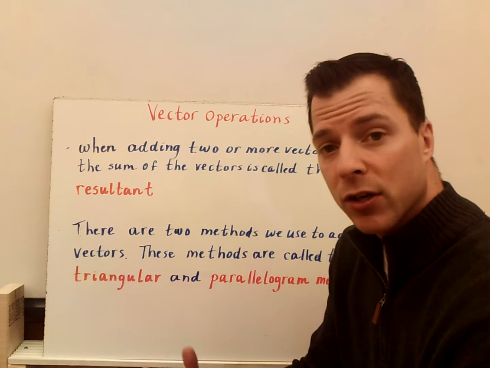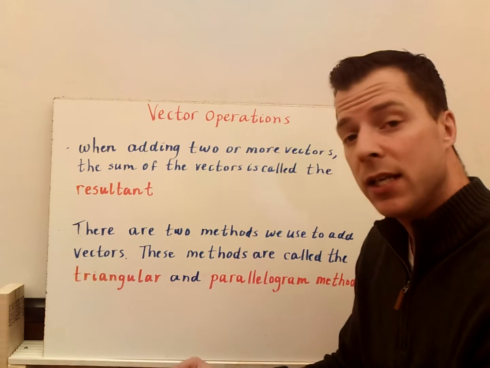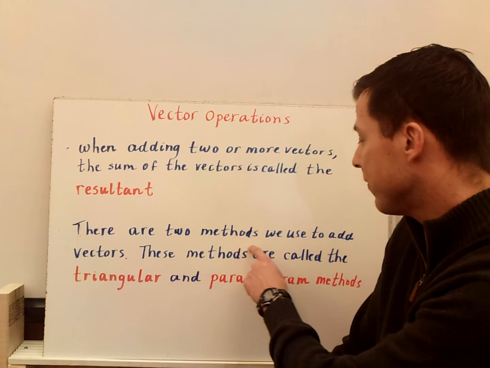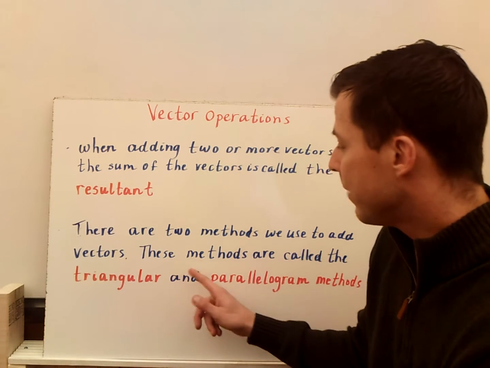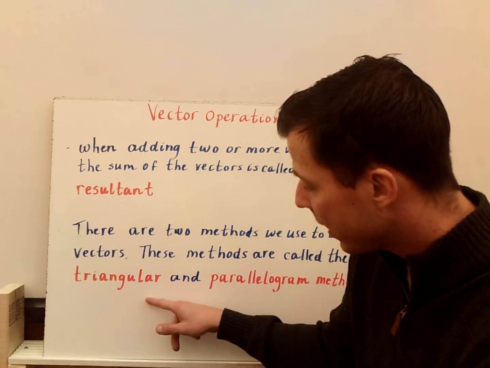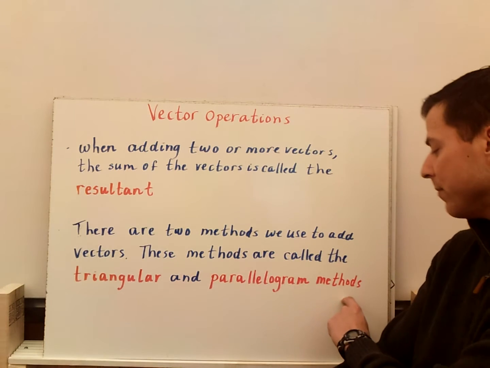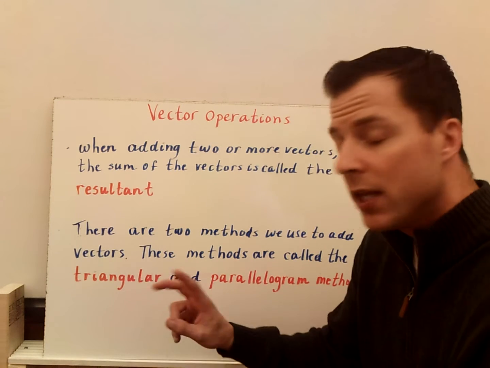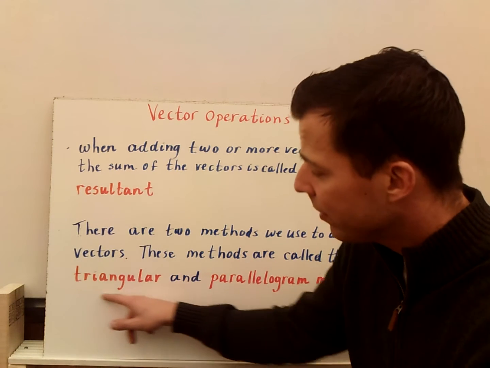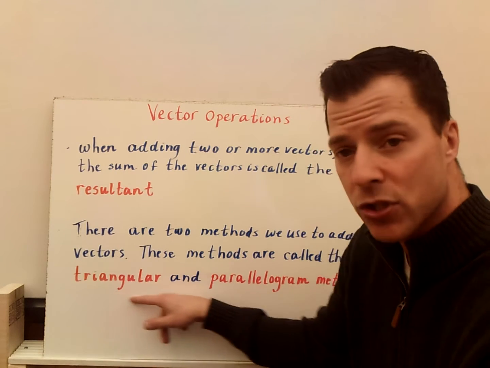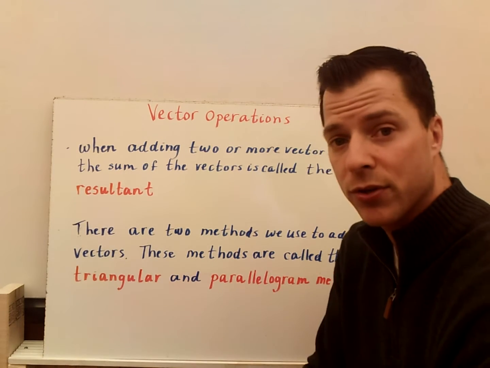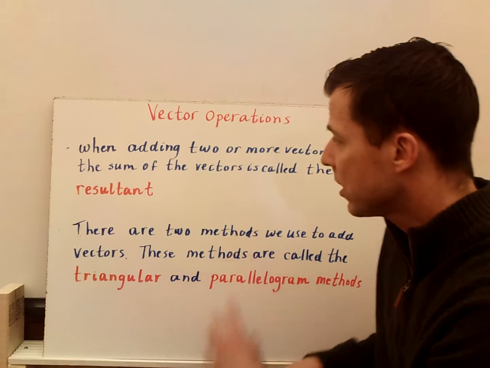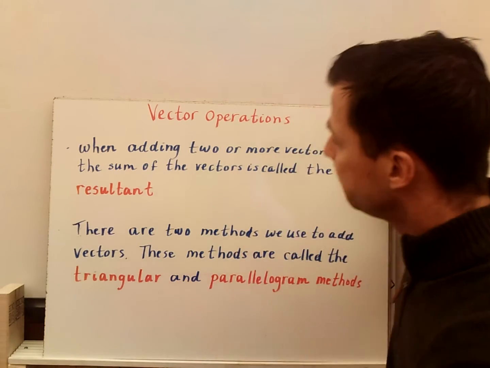Okay. Graphically or visually, we can see the addition or the sum of vectors by using two methods. One's called the triangular method. One's called the parallelogram method. These are the two methods we'll use. Primarily, we'll see the triangular method, and that's the one I'll show you today. Okay, so these are just a couple things to think about.